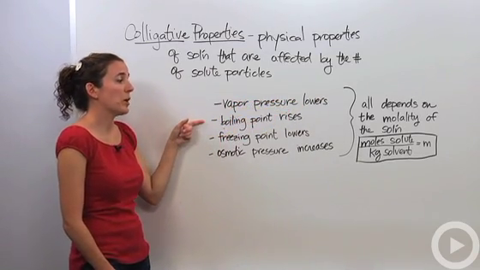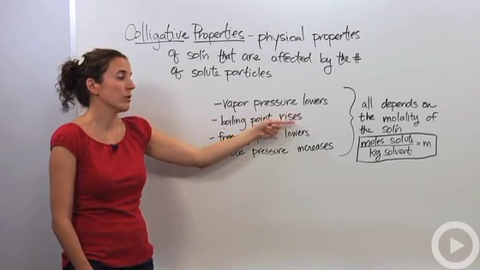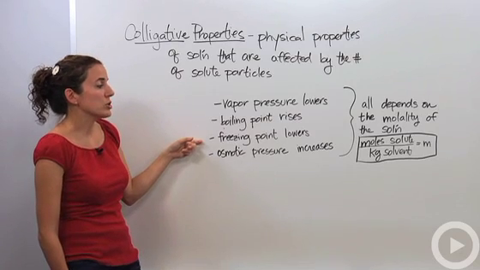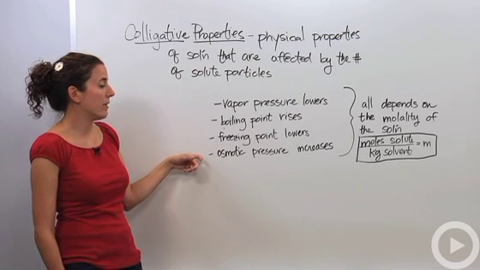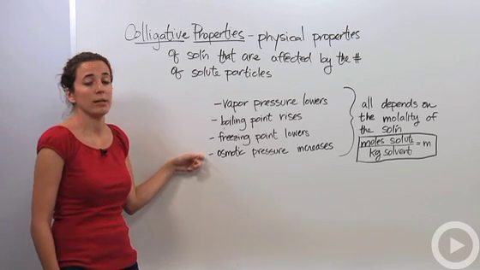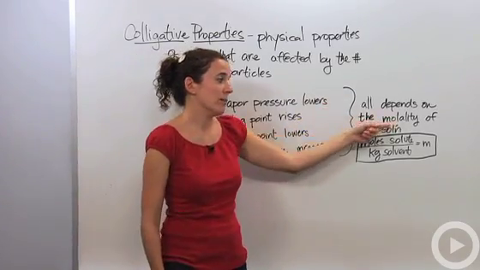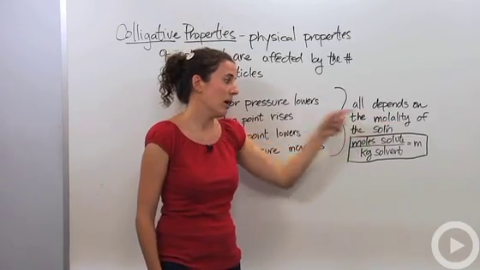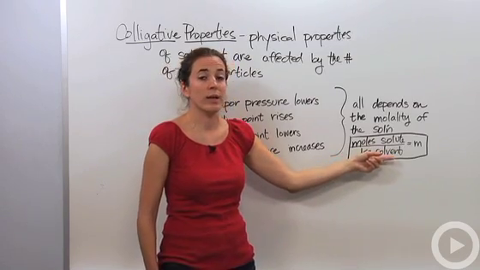Another one is boiling point, and the boiling point of the solution will be higher than the boiling point of the solvent alone. The freezing point of a solution will be lower than the actual solvent by itself, and the osmotic pressure is going to increase compared to its solvent by itself. And this will all depend on the molality of the solution. And molality is moles of solute over kilograms of solvent.